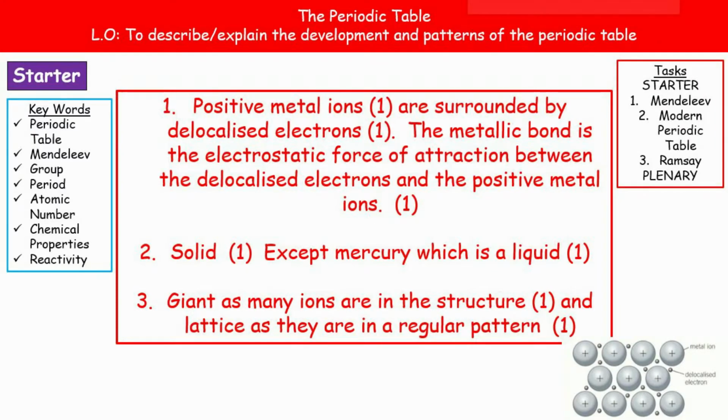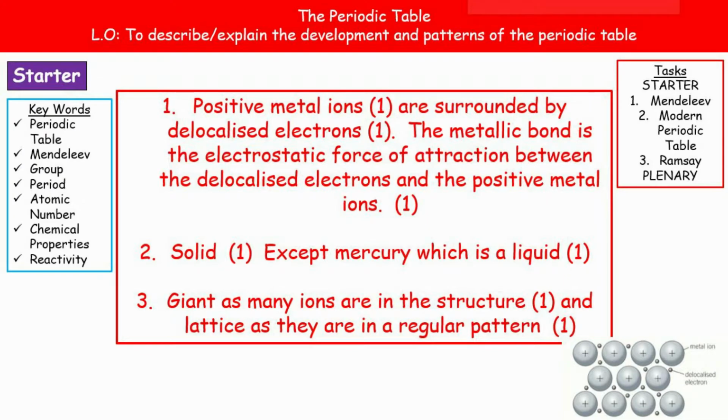Let's double check our answers then. As always, tick any you've got right and make any corrections that you need to. So question 1, we've got 3 marks available to us here. So the first mark is if you said positive metal ions. Second mark for saying they're surrounded by delocalized electrons.